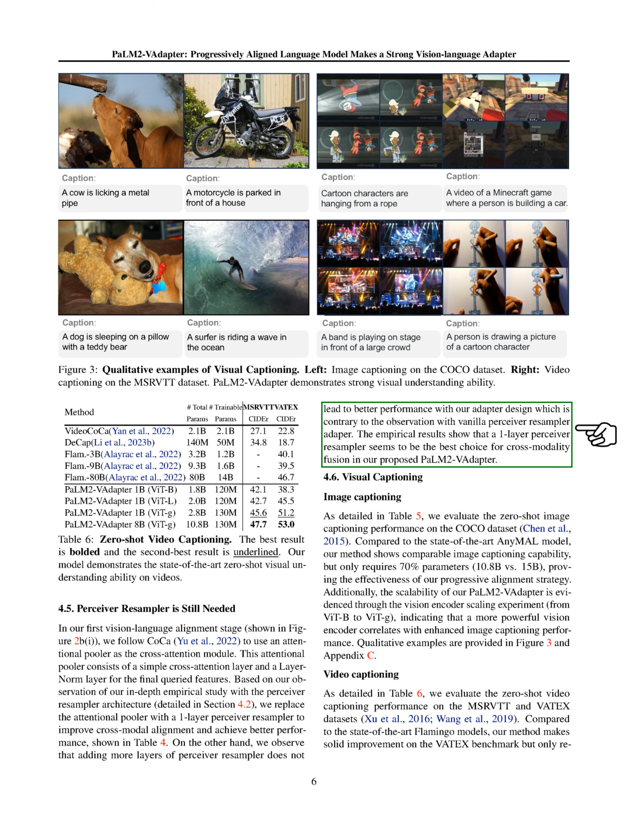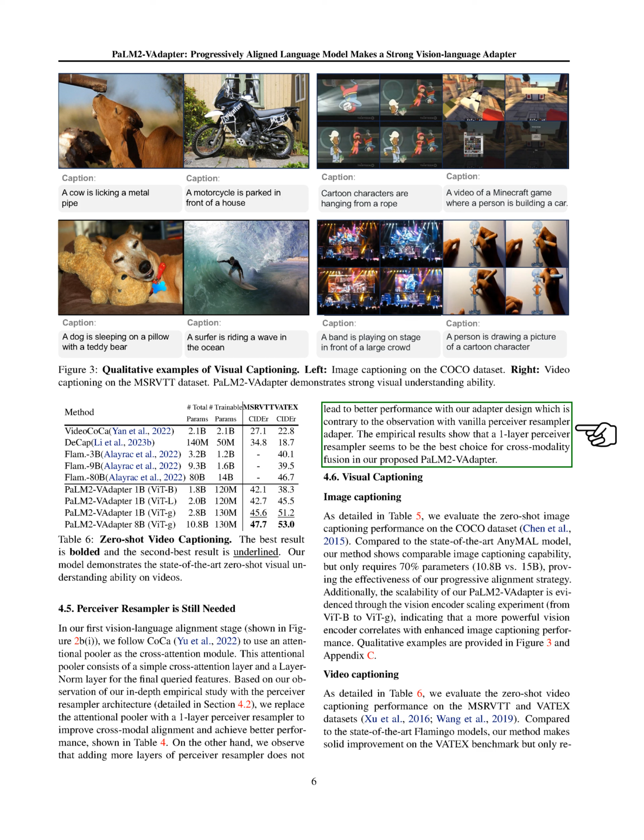Our findings reveal that our approach, while utilizing significantly fewer parameters, only 14% of what the state-of-the-art IDEFICS and Flamingo models use, 10.8 billion versus 80 billion, manages to deliver comparable, if not superior, performance. This underscores the efficiency and scalability of our method, particularly of the PaLM2-VAdapter, which consistently improves as we scale up the vision encoder and the language model, LLM, decoder. We've included some qualitative examples in our figures and appendix to illustrate these points.